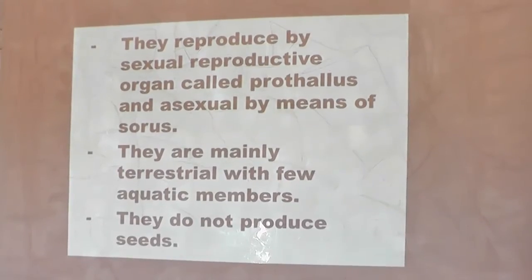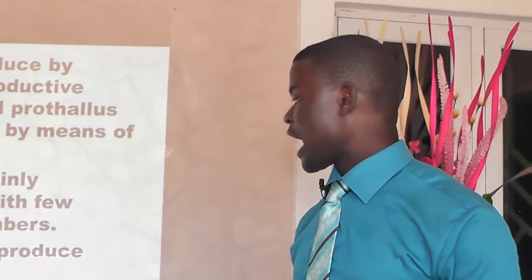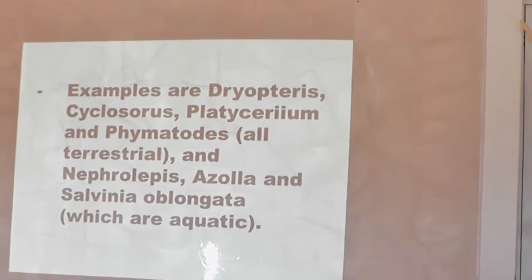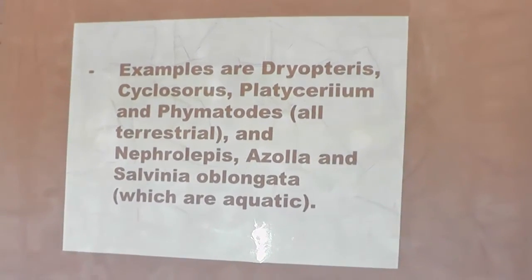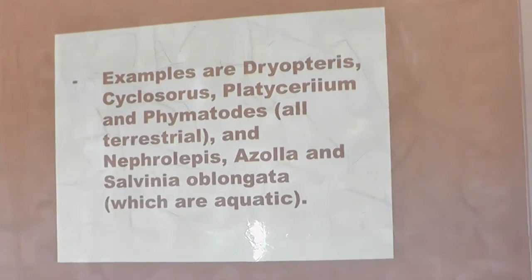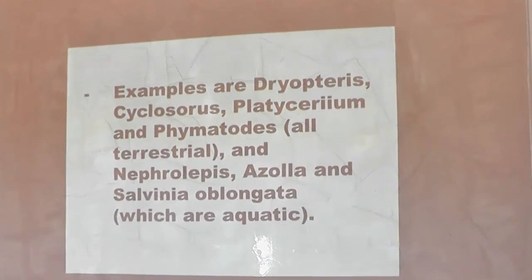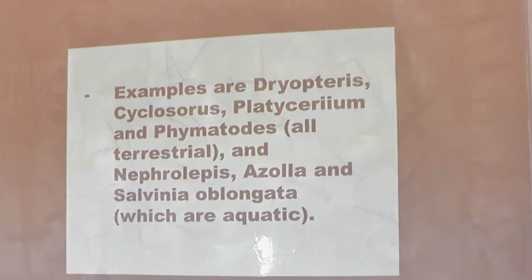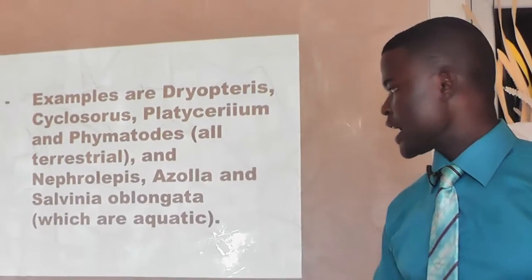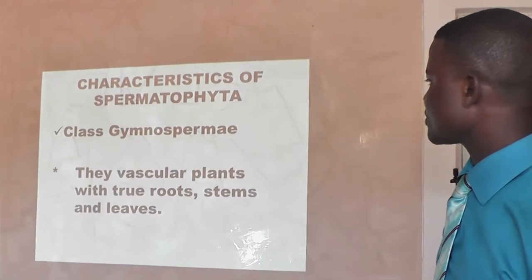These organisms are majorly terrestrial. Only a few of them are actually aquatic. So now, we have examples such as Dryopteris, then Cyclosorus, Platycerium, and Phymatosorus. All of these ones are actually terrestrial. But in the case of the aquatic ones, we have Nephrolepis, Azolla, and then Salvinia oblongata. So this brings us to the end of the characteristics of the phylum called Pteridophyta.